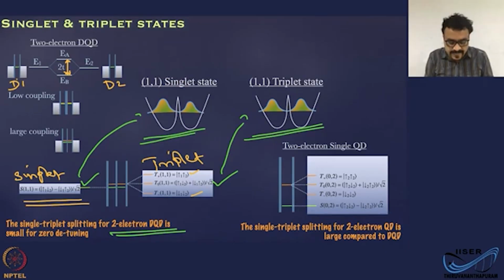with zero detuning. But you can also have the singlet and triplet state for a 2 electron single quantum dot, as shown here. So here you have 2 electrons in a single dot.